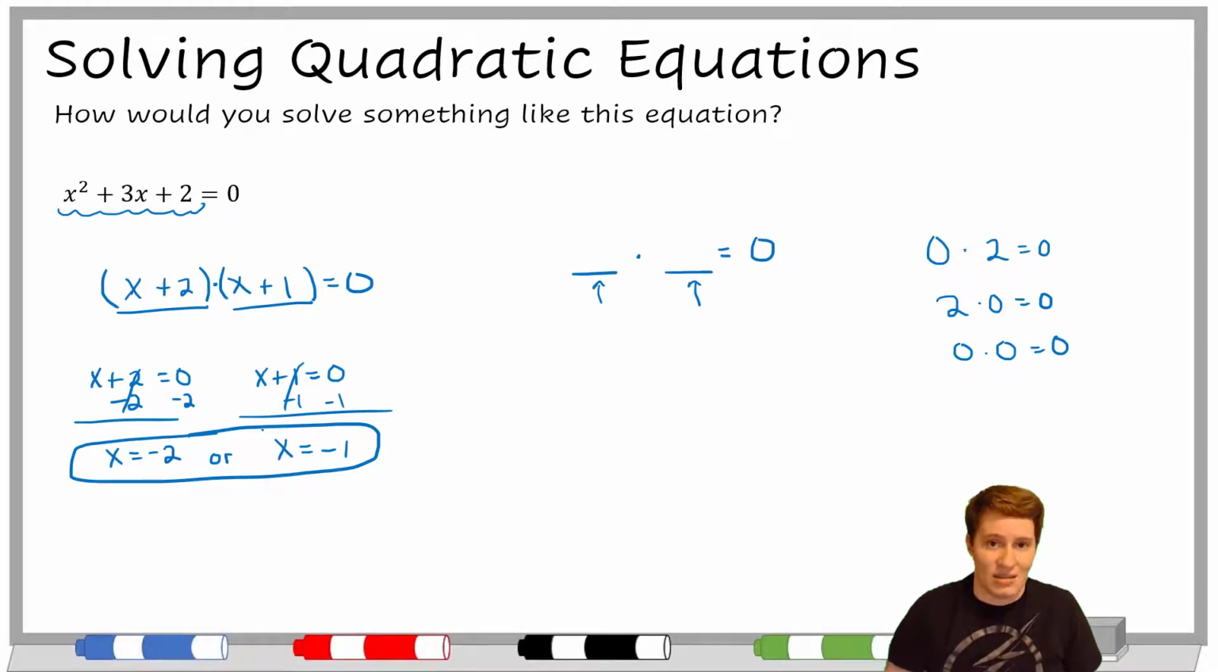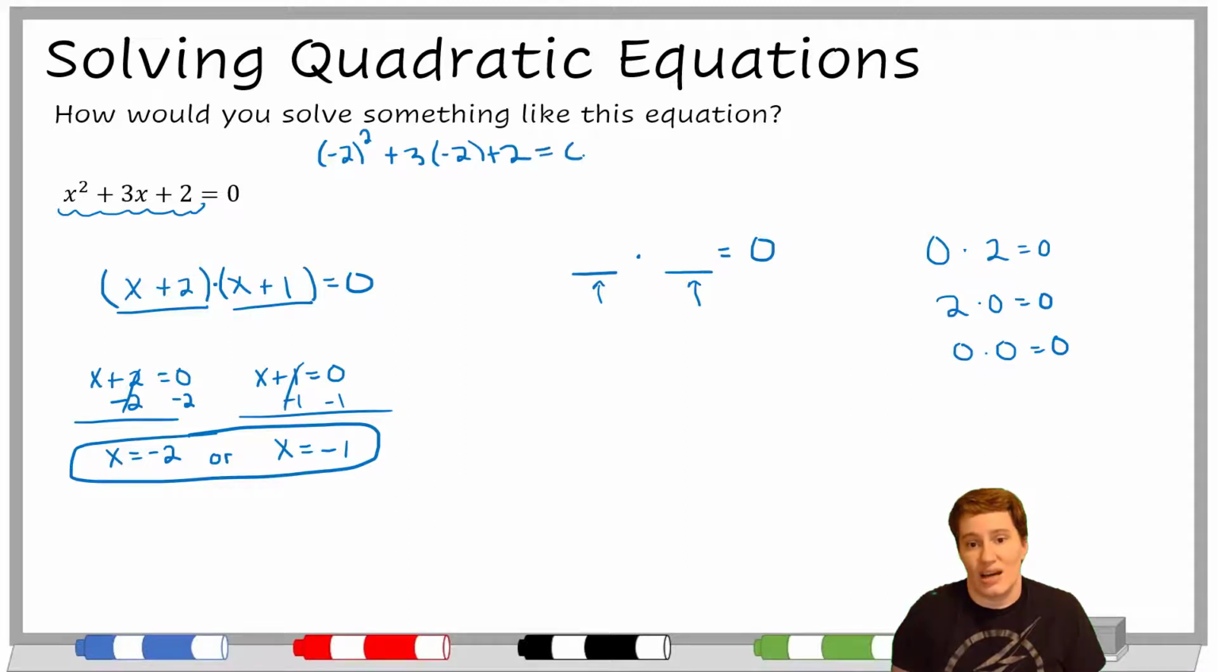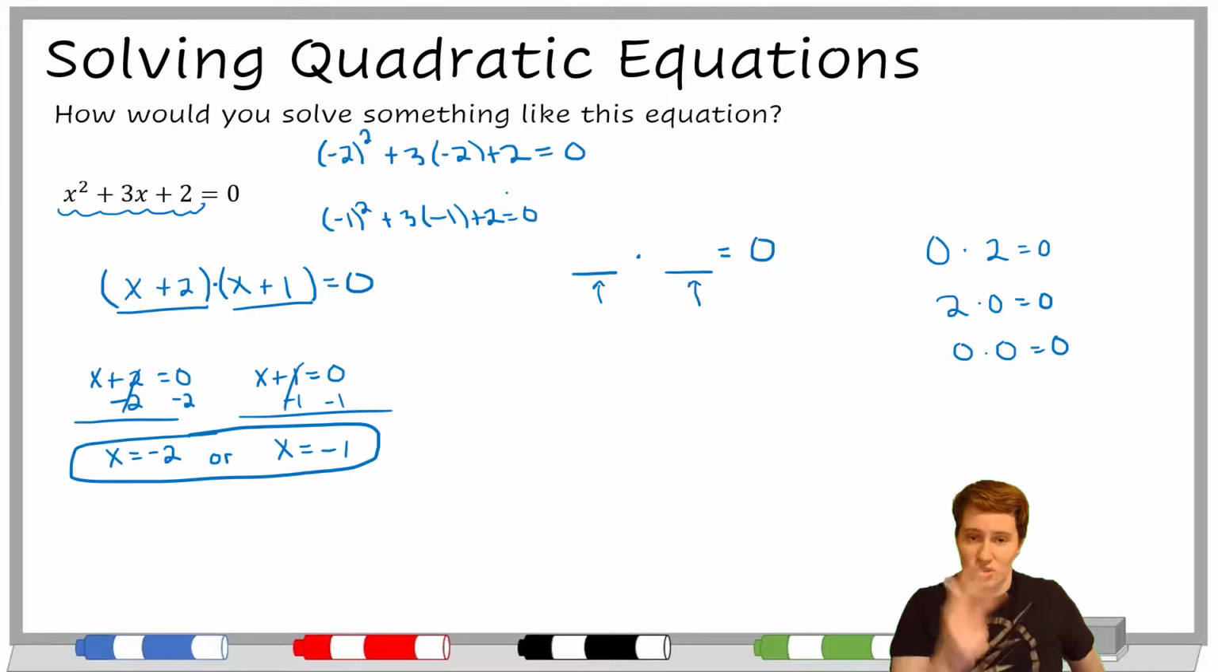So what we're saying is that if you put a -2 where x is, so you square it and then you do 3 times it and then plus 2, we're saying that equals 0. But we're saying there's another number that also works. We're saying -1 squared plus 3 times -1 plus 2. That also equals 0. There are two things that end up giving us 0.